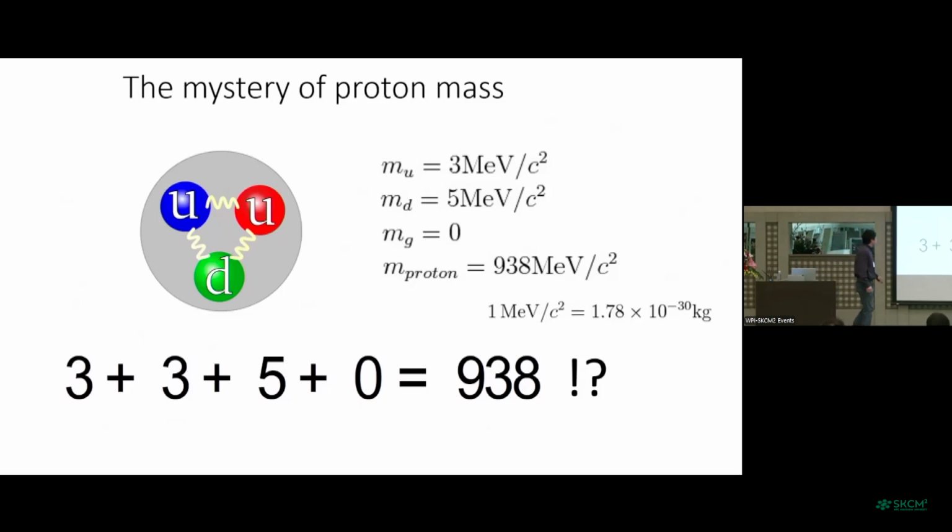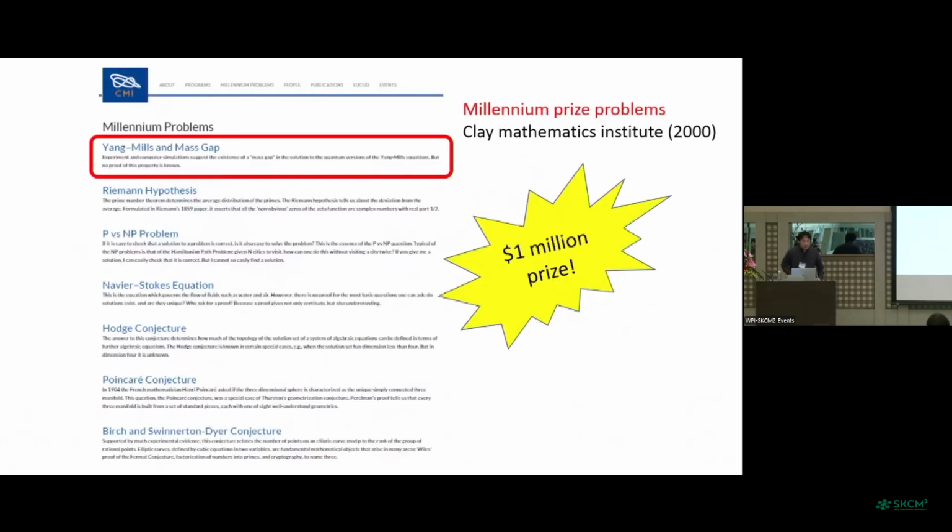But it's very difficult to explain this mass if you think of the proton as a bound state of 3 quarks, because the mass of the up quark is 3 MeV, the mass of the down quark is 5 MeV, and the mass of the gluon is 0. So there is this funny formula that 3 plus 3 plus 5 plus 0 is 938. So this is a very difficult mathematical problem. It's a $1 million problem, and when I say $1 million, I mean it.